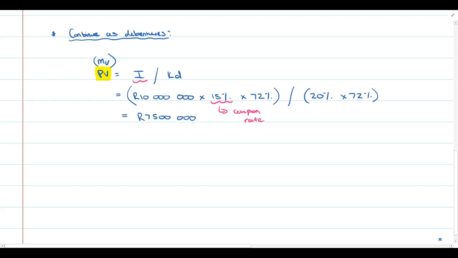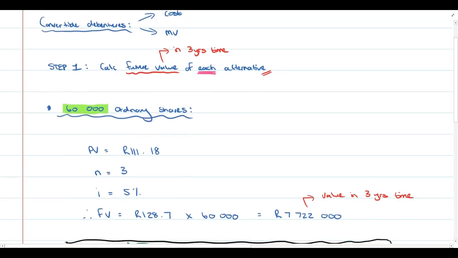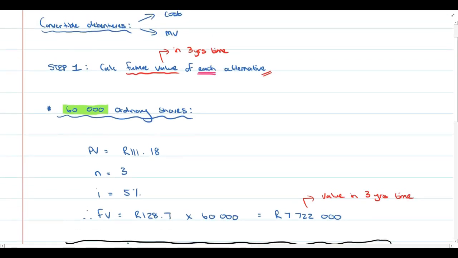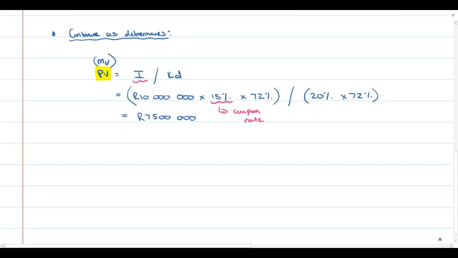Now please note, I said to you we are trying to calculate the future value of each alternative, so the value in 3 years' time. We calculated the value of the 60,000 ordinary shares in 3 years' time, and we have now also calculated the value of the debentures in 3 years' time. So this requires a little more explanation. Let's look at it on a timeline.